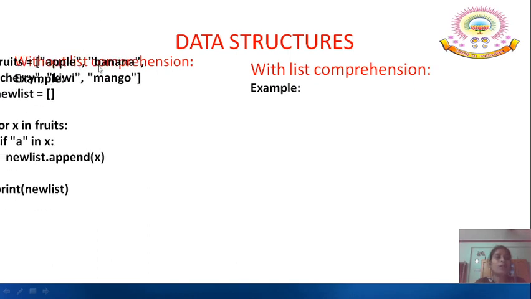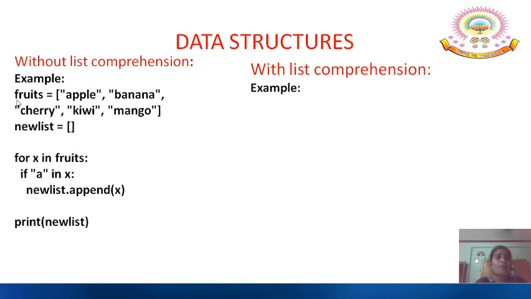Now see, without list comprehension you have fruits: apple, banana, cherry, kiwi and mango, and you want to create a new list. So how are you creating it? You are using x, and where is this x coming from? Fruits. What is fruits? Fruits is the name of the list. So you are checking with the if condition. If the condition is true, then you are going to append that to the list. So what I want is, in x, if there is an a, I am going to add that item into the new list.